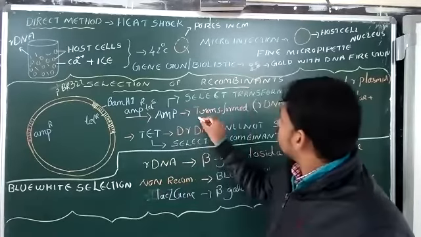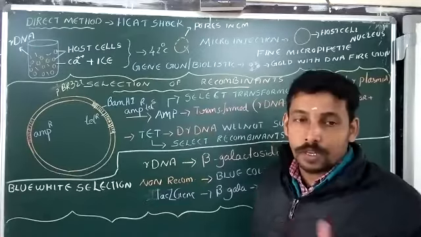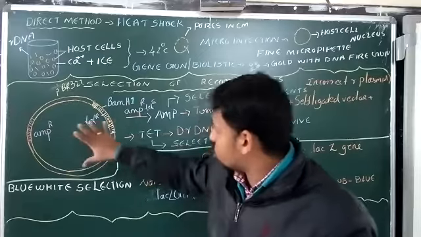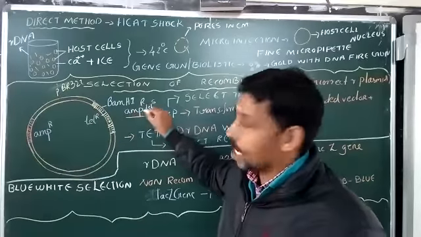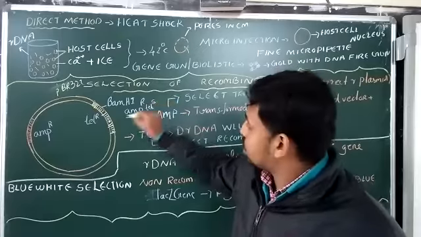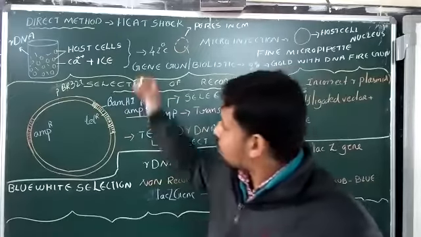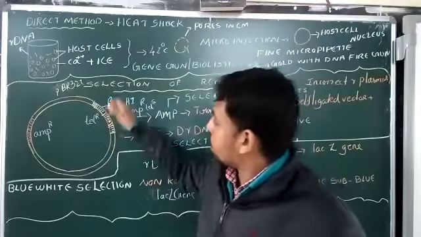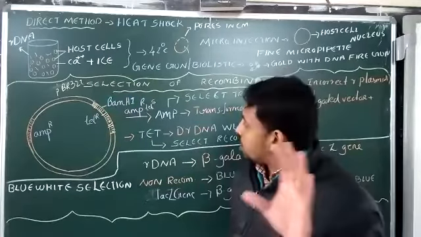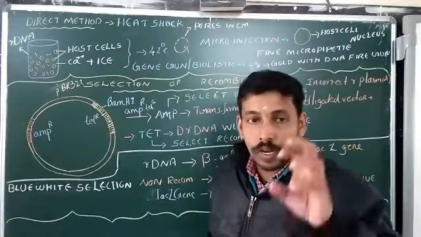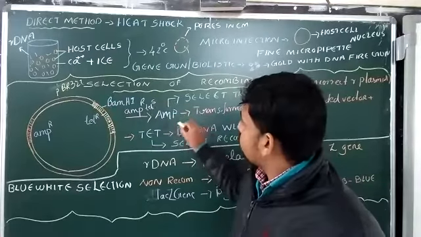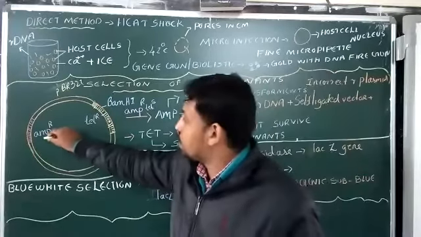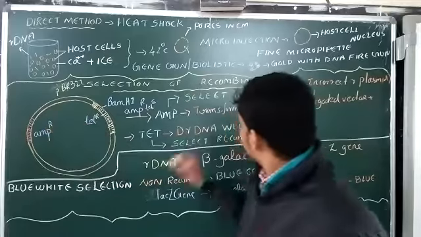Understand? Then what will happen? All these can be transformed. If we incubate this structure, it is ampicillin resistant and tetracycline sensitive. It is sensitive to tetracycline because the foreign DNA is already inserted into the tetracycline resistance gene, so it cannot work. Now we allow this to incubate in the ampicillin-containing medium. They will survive because the ampicillin resistance gene is active.